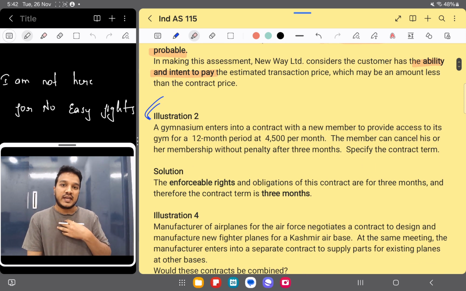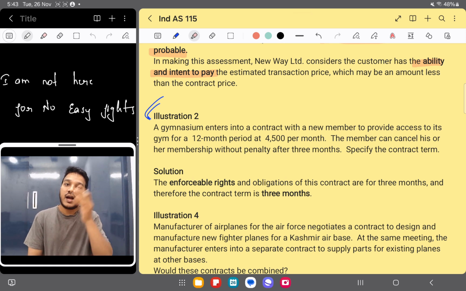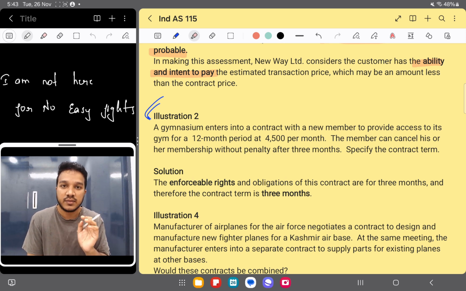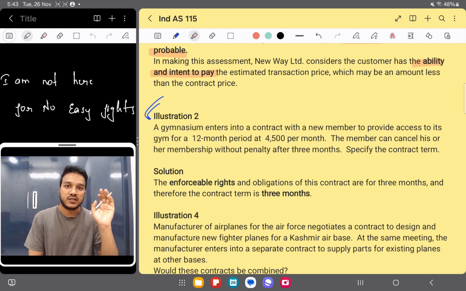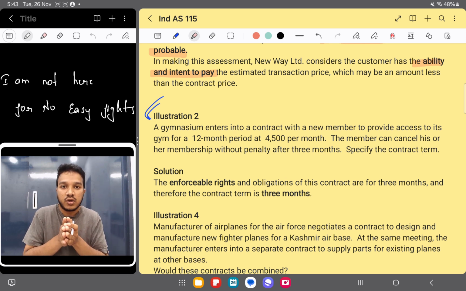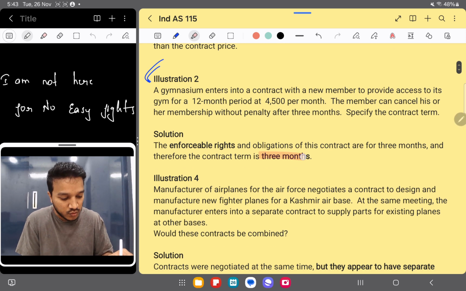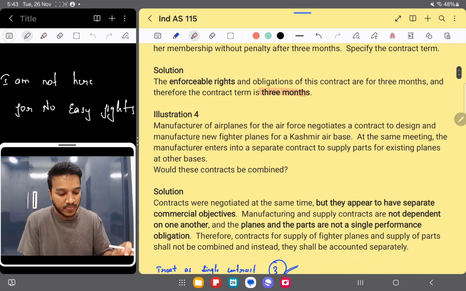The second question talks about a membership in a gym. I can cancel that membership after 3 months. If I cancel within the first 3 months, I should pay certain charges, and my gym owner or coach will also have the right to collect penalties and charges from me if I cancel within the first 3 months. But after 3 months, I can cancel it and walk away without paying any charges. So here enforceable rights and obligations exist only for a period of 3 months. So the contract term is also 3 months. Once you go through this, you will understand.